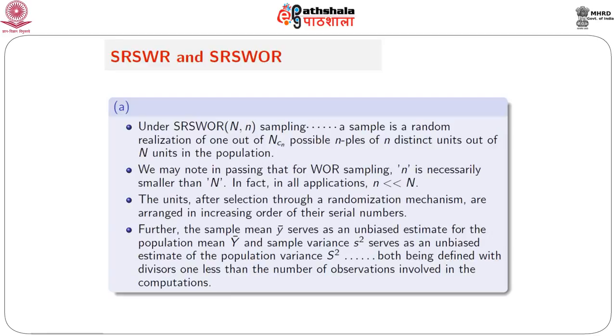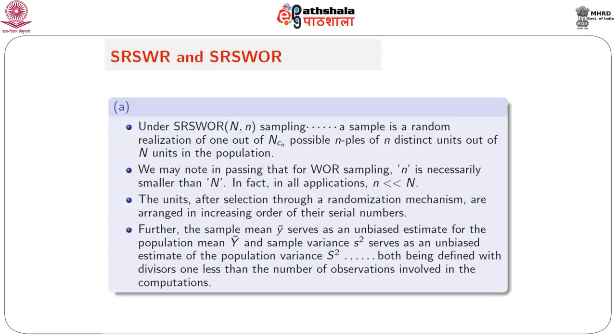The units, after selection through a randomization mechanism, applying random number tables or even otherwise, are arranged in increasing order of their serial numbers, because every unit in the population is supposed to have a unique serial number attached to it, and the serial numbers are generally 1, 2, 3, etc. up to capital N. So, whenever we select a sample of small n units through appropriate randomization, the serial numbers are shown in increasing order.